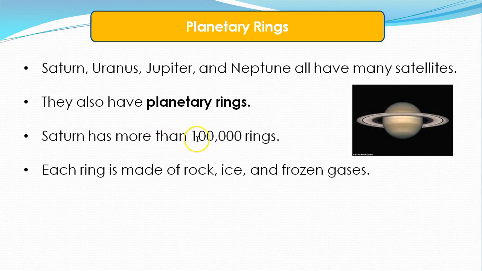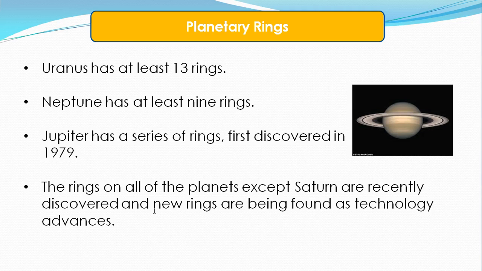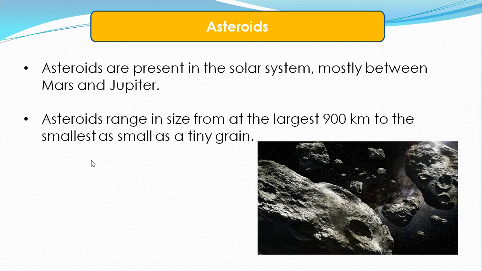Saturn itself has more than 100,000 rings. Each ring is made up of rock, ice, and frozen gases. Uranus has at least 13 rings, Neptune has 9, and Jupiter has a series of rings first discovered in 1979. The rings on all of the planets except Saturn are recently discovered, and new rings are being found as technology advances. Let's talk a little about asteroids.